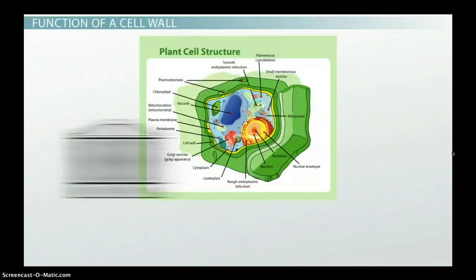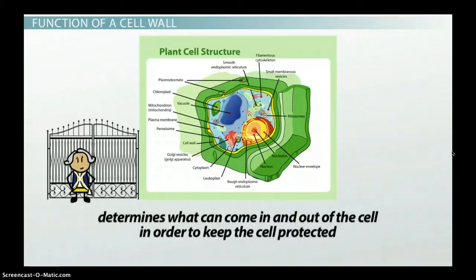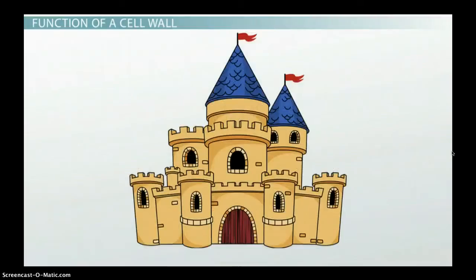It acts as a gatekeeper because it determines what can come in and out of the cell in order to keep the cell protected. It is kind of like the outside bricks of a castle, only, as you will learn as you listen on, there are holes throughout this castle. Those holes do make the cell vulnerable, but they are important to the function of the cell.